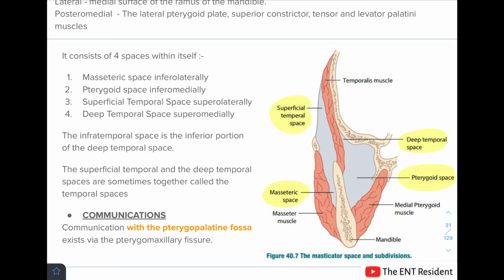The infratemporal space is actually the inferior portion of the deep temporal space, and the superficial temporal space and the deep temporal space together are known as the temporal spaces. And the masticator space communicates with the pterygopalatine fossa via the pterygomaxillary fissure.